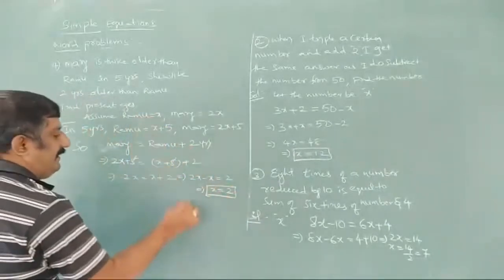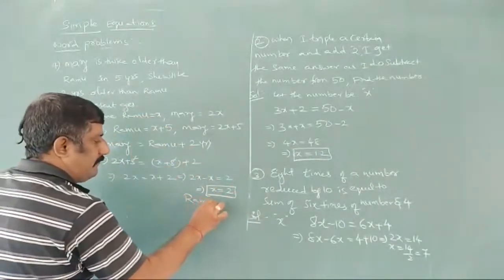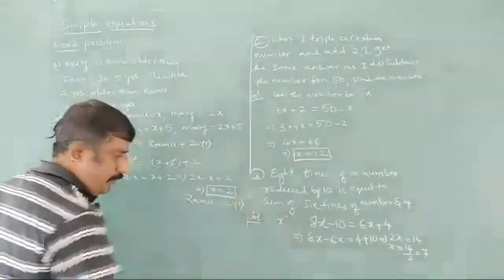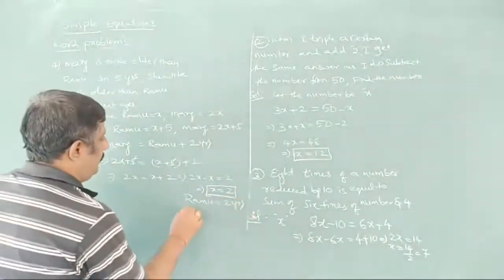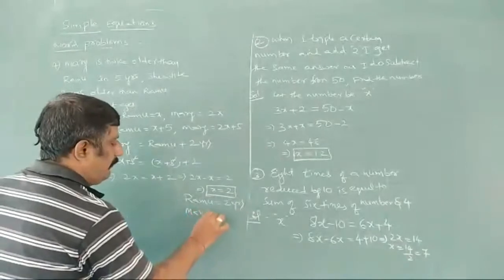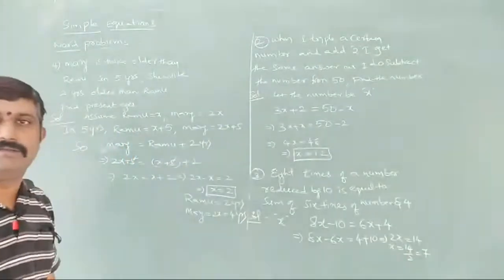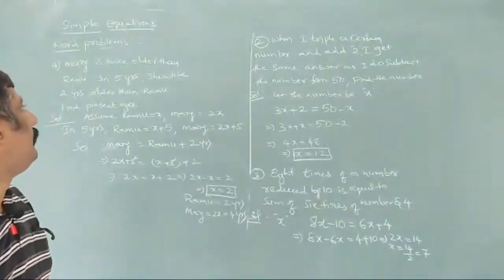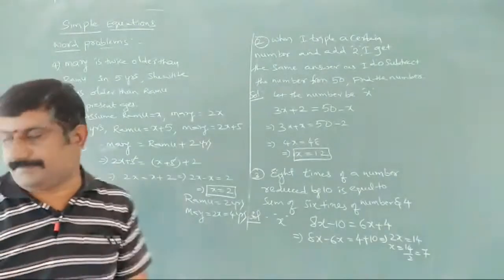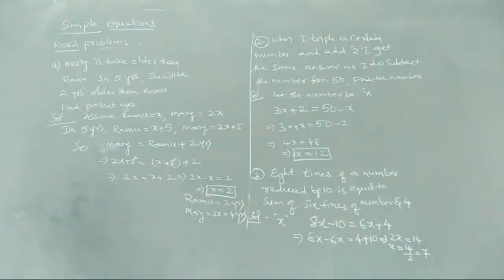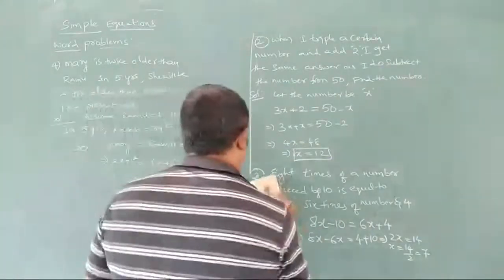But what is x? Ramu is 2 years. Then Mary will be nothing but 4 years. So like this we can do the problems of ages. One more problem. We'll take the same ages problem.